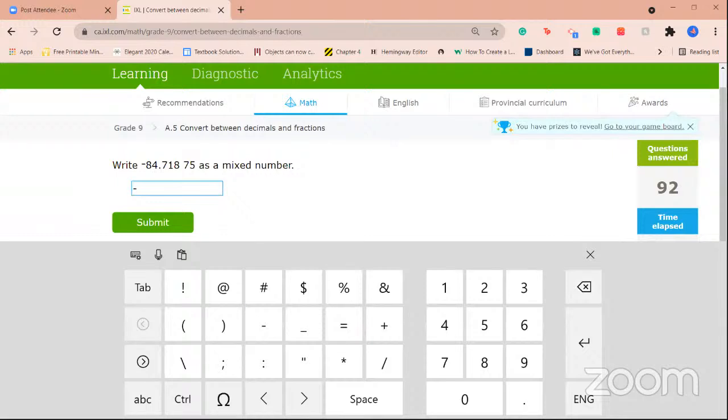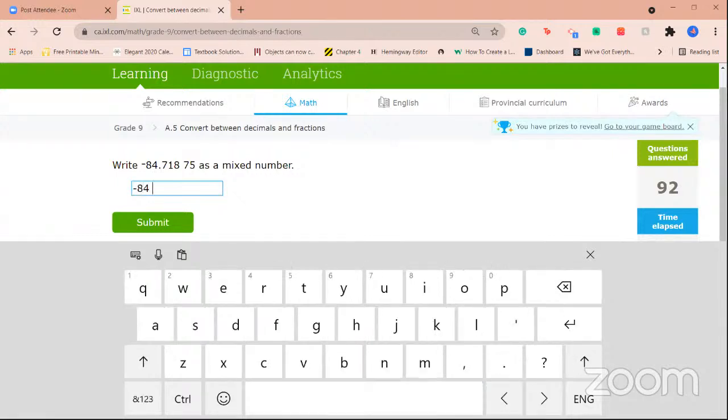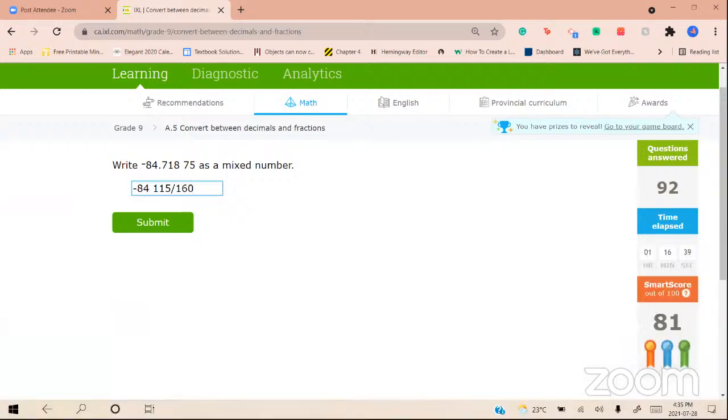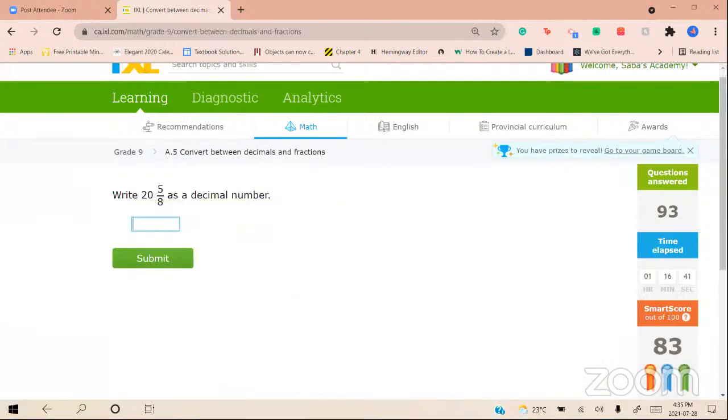Oh, okay, let's see. Minus 84. And then we have to write 115 upon 160. Okay, Bismillah, let's check. Yeah, it worked. Good job.